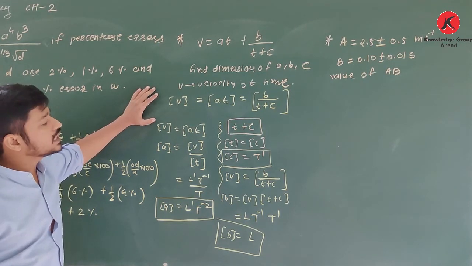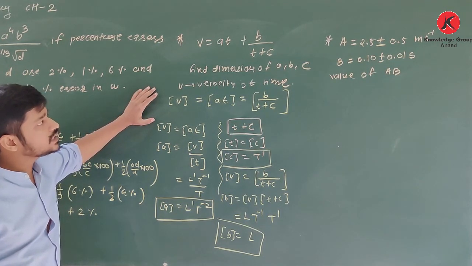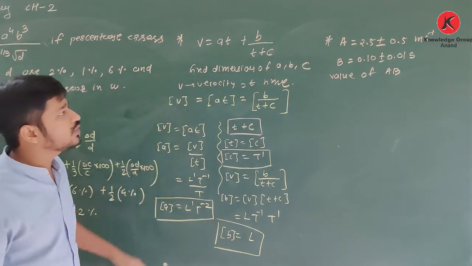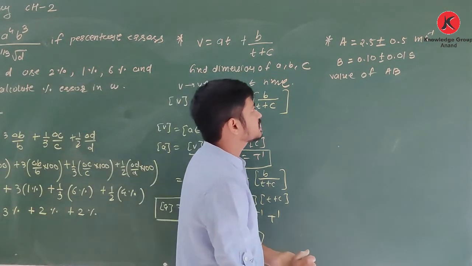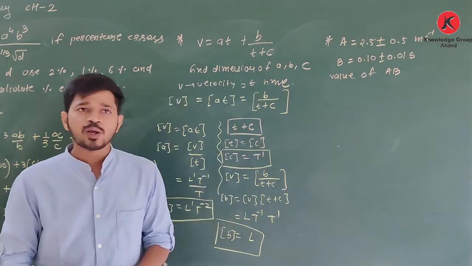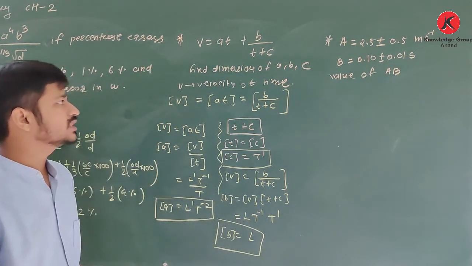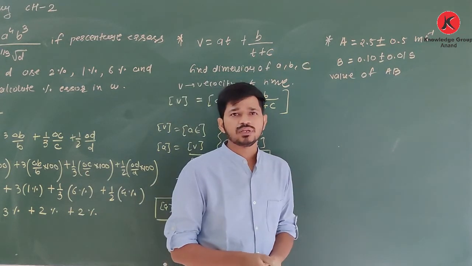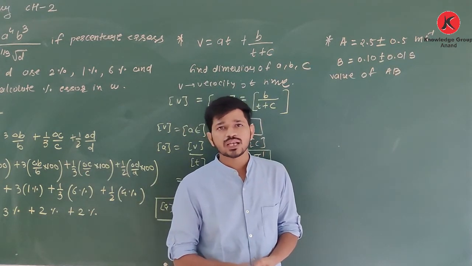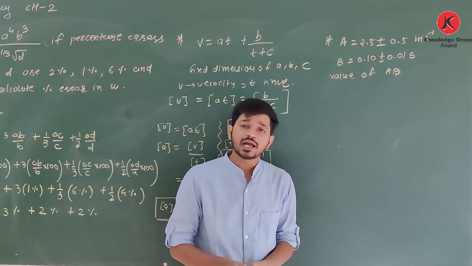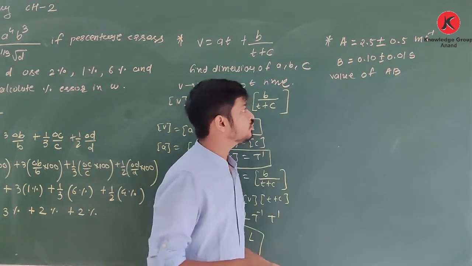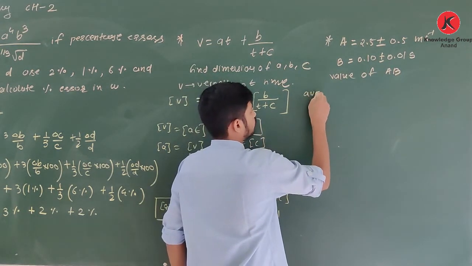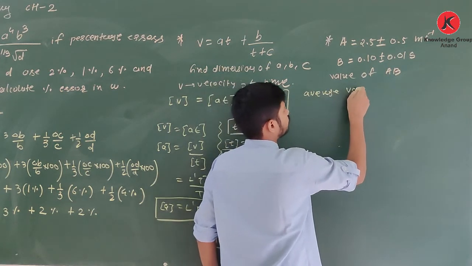Okay, now the last question for today's lecture. A is equal to 2.5 plus or minus 0.5 meter per second. B is equal to 0.10 plus or minus 0.01 second. You have to find the value of AB, meaning the average value of AB as well as the average absolute error in AB. So first of all, how to find the average value?